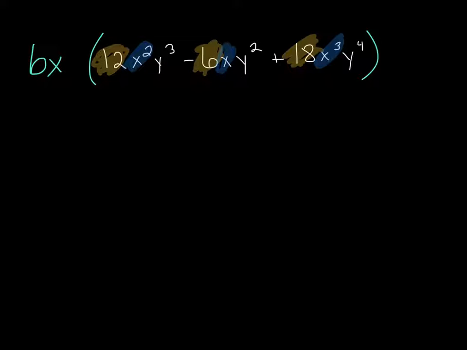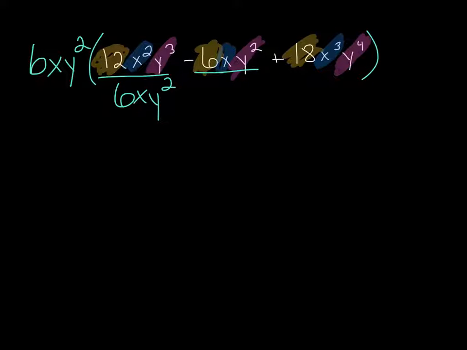Now let's look at the y's. We have a y cubed, a y squared, and a y to the fourth. For the y's, the smallest exponent is y squared. So my greatest common factor is 6x y squared. You'll now go down and divide each term by 6x y squared.